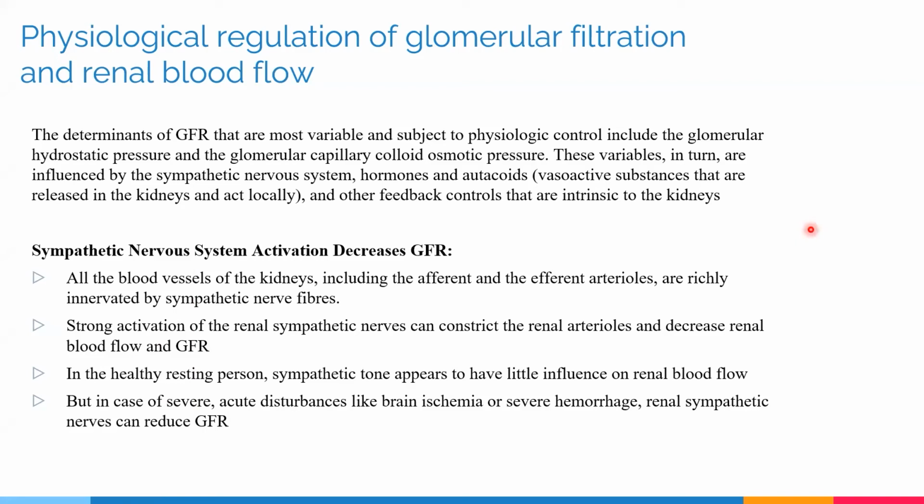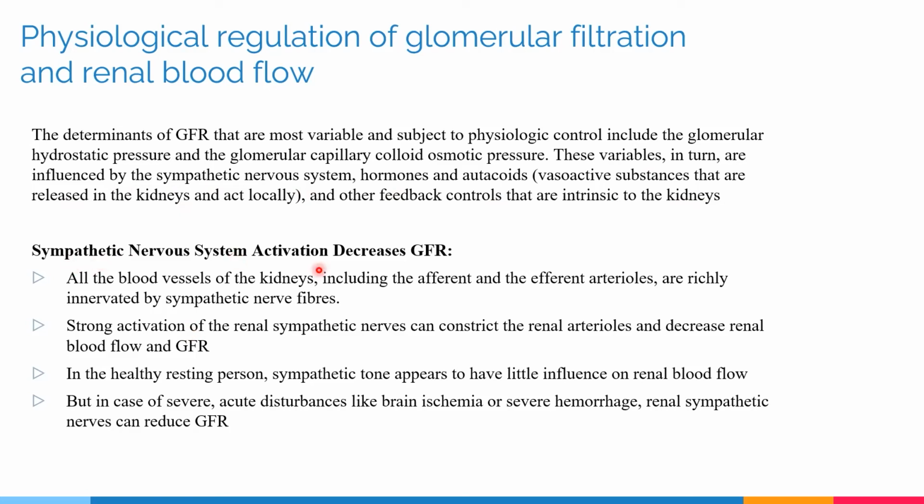Next, we move on to physiological regulation of glomerular filtration and renal blood flow. The determinants of GFR that are most variable and subject to physiologic control include glomerular hydrostatic pressure and glomerular capillary colloid osmotic pressure. These variables in turn are influenced by the sympathetic nervous system, hormones, and autacoids, which are vasoactive substances that are released in the kidneys and act locally, and other feedback controls that are intrinsic to the kidneys.